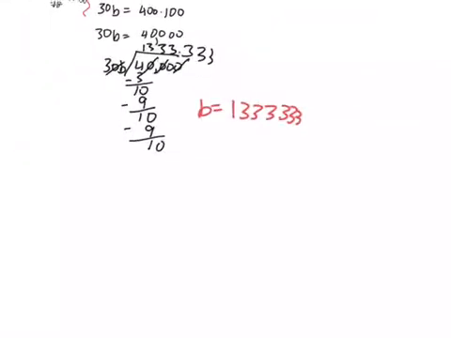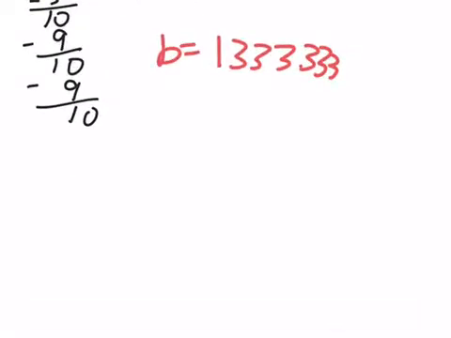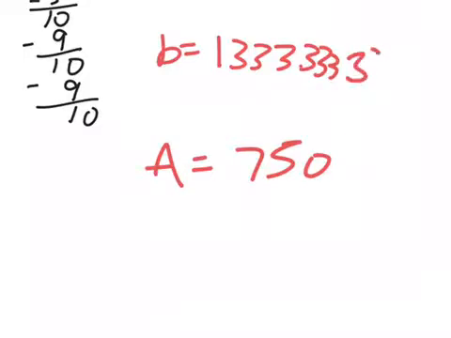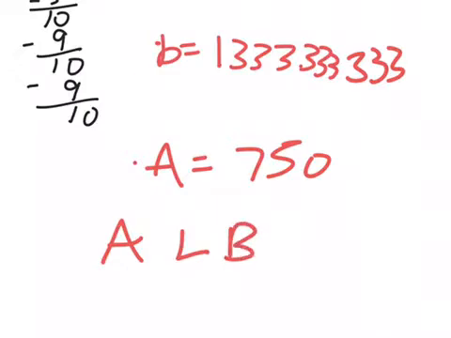But remember, now we still have to compare. We got that A is 750 and B is 1,333.33333. Now you tell me, which one's bigger, B or A? So our answer should be A is less than B. So if we were to write an answer, our answer would look exactly like this.